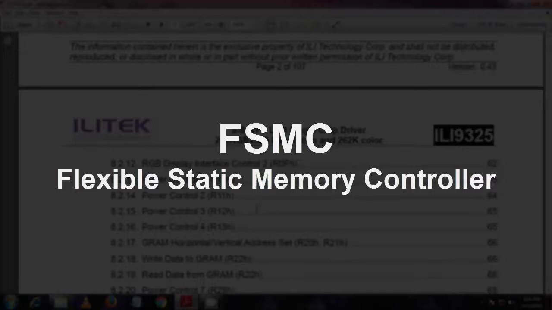Now next is how we will actually connect the LCD to the FSMC peripheral on the Discovery board. For this we will use the 16-bit interface. That means we will connect 16 data line wires coming from the Discovery board to the LCD module. And there will be some other wires also. Now let me show you what pin connections we will be using.